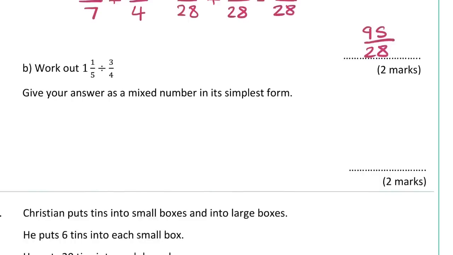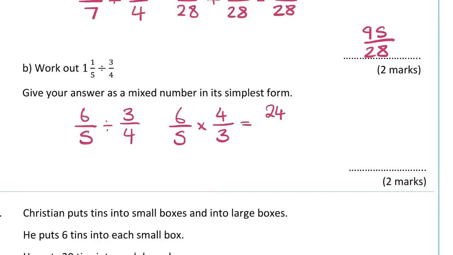For the next one, we have some dividing fractions. Again, we'll write that as an improper fraction. So 1 times 5 is 5. Add the 1 is 6 over 5. And we're dividing that by 3 over 4. When dividing fractions, we are going to multiply by the reciprocal. So we'll do 6 over 5 multiplied by the reciprocal of 3 over 4, which is 4 over 3, essentially just flipping it over. 6 times 4 is 24. And 5 times 3 is 15.